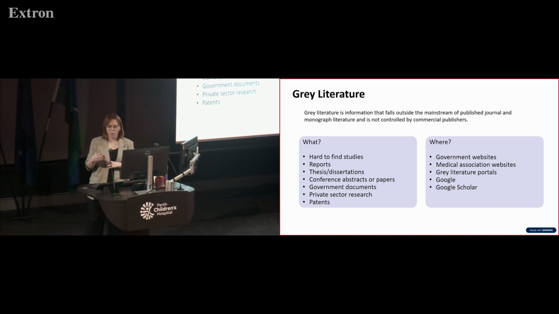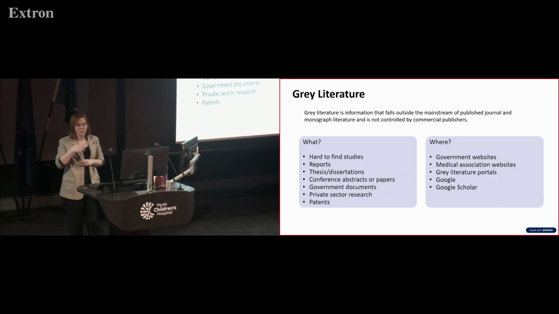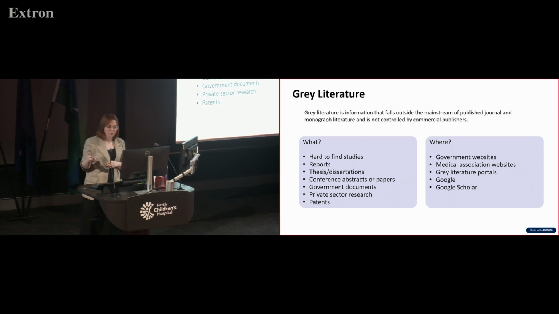So something else that you're going to want to think about whether there will be anything available in it is grey literature. So this is information that falls outside the mainstream of published journal and monograph literature and isn't controlled by commercial publishers.